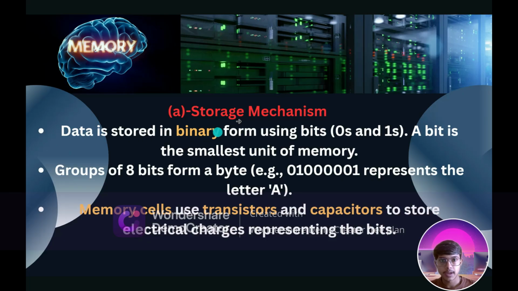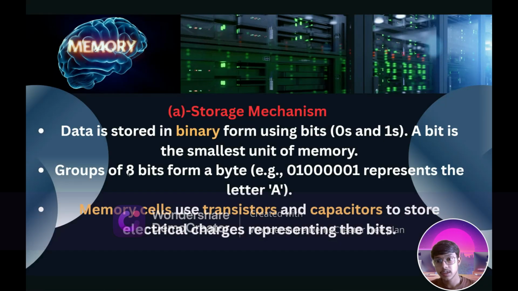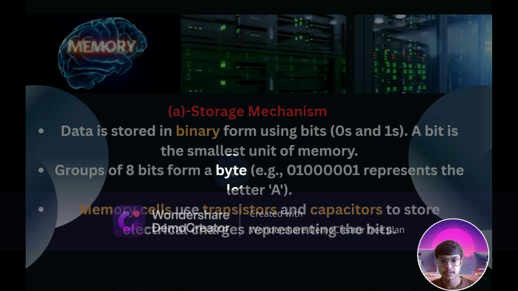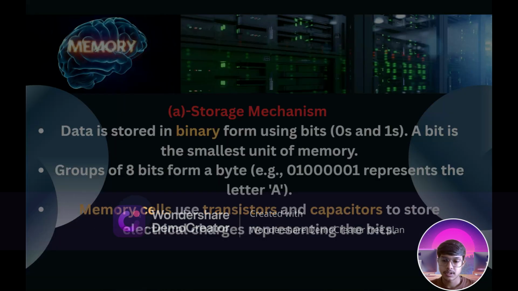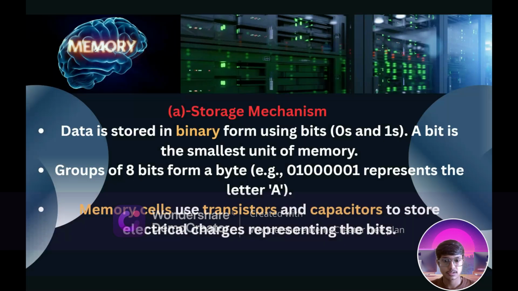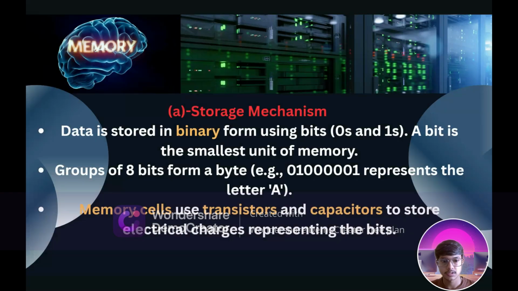Data is stored in binary. I am going to highlight main words. Binary means in zeros and ones form. A bit is the smallest unit of memory as we know, and 8 bits form 1 byte. Now how exactly is that stored? They are stored in memory cells. Memory cells use transistors and capacitors. Both are used for memory cells to store the electrical charges that represent the bits.